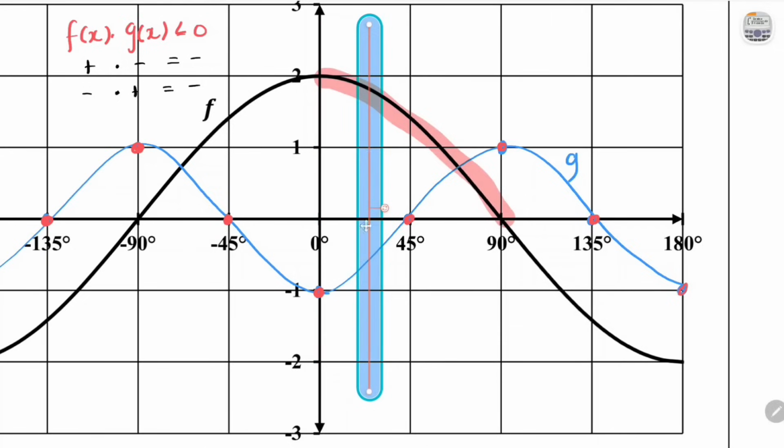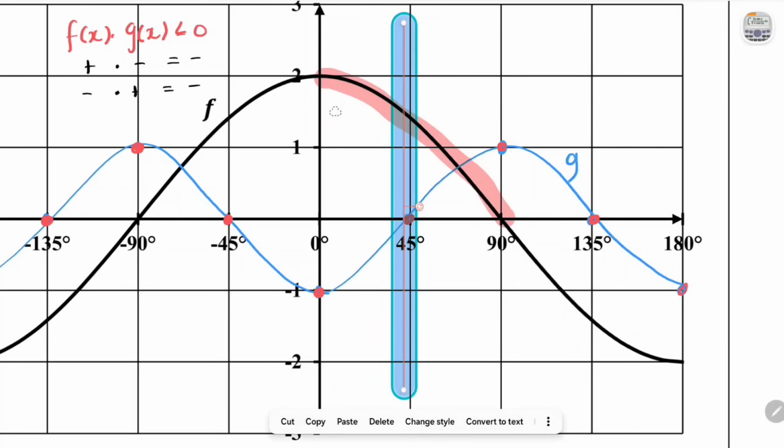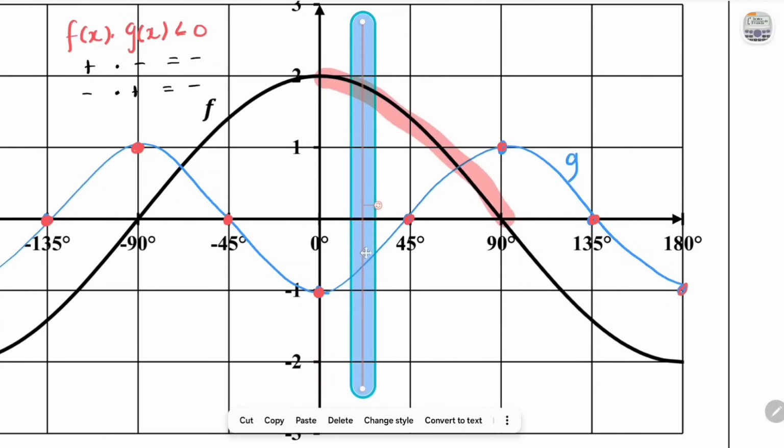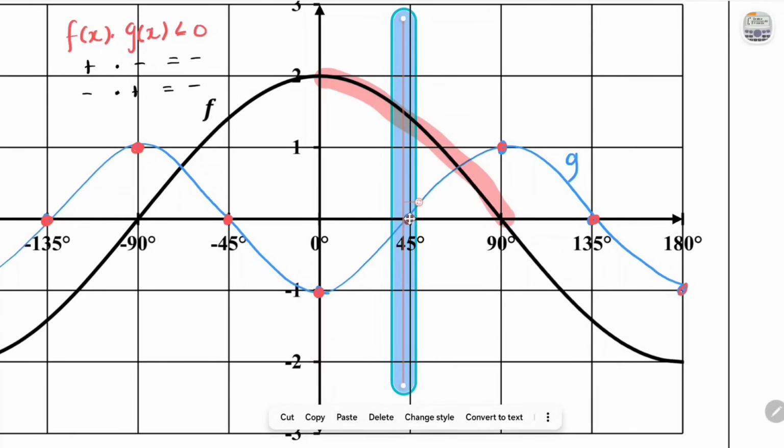And as we keep going, there, that's positive and a negative. Keep going, positive y value, same x value, negative. But then once we reach this point over here at 45 degrees, you see that the graph of g is equal to 0. And we need that point as well. We can also accept when they are equal to 0.